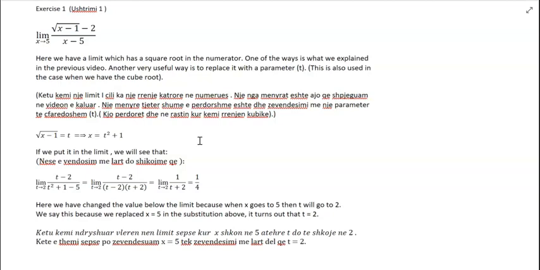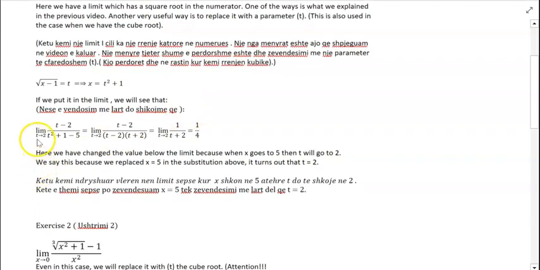If we put it in the limit, we'll see that limit when t goes to 2 of t minus 2 over t squared plus 1 minus 5, that is t squared minus 4, and we have the difference of squares. The limit when t goes to 2 is t minus 2 over t minus 2 times t plus 2, and t minus 2 cancels out, and we end up with a limit when t goes to 2 of 1 over t plus 2, and that is equal to 1 over 4.